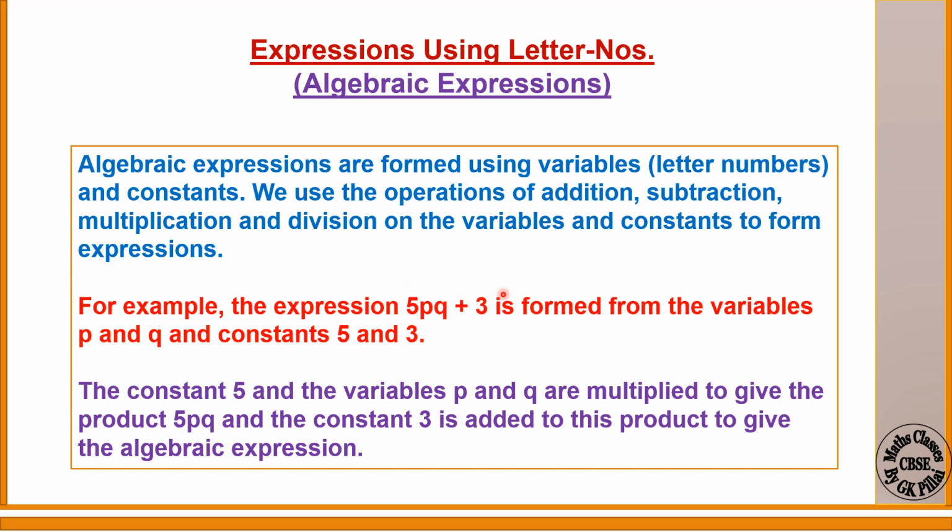5 and 3 are constants, p and q are variables. There is an addition sign in between. So the constant 5 and the variables p and q are multiplied to give the product or the term 5pq, and constant 3 is added. This way we get the algebraic expression. This is a very small, very simple algebraic expression. We will be doing many things on this.